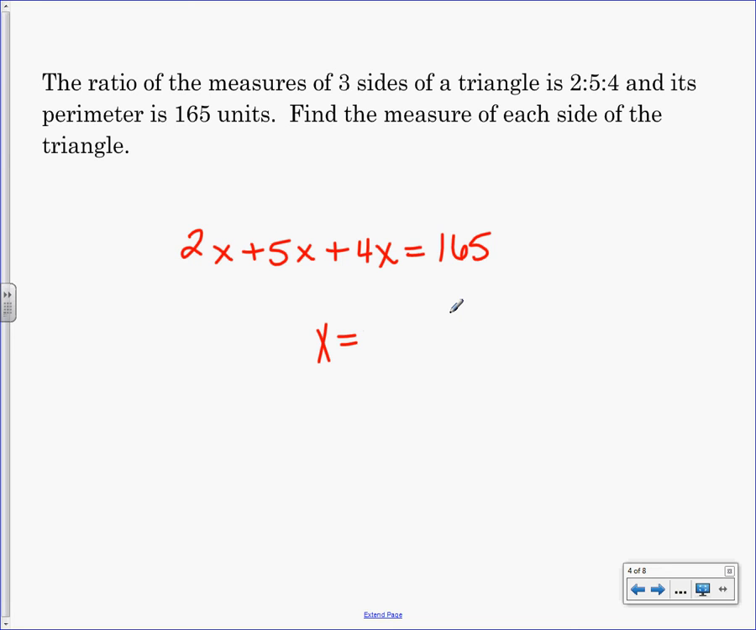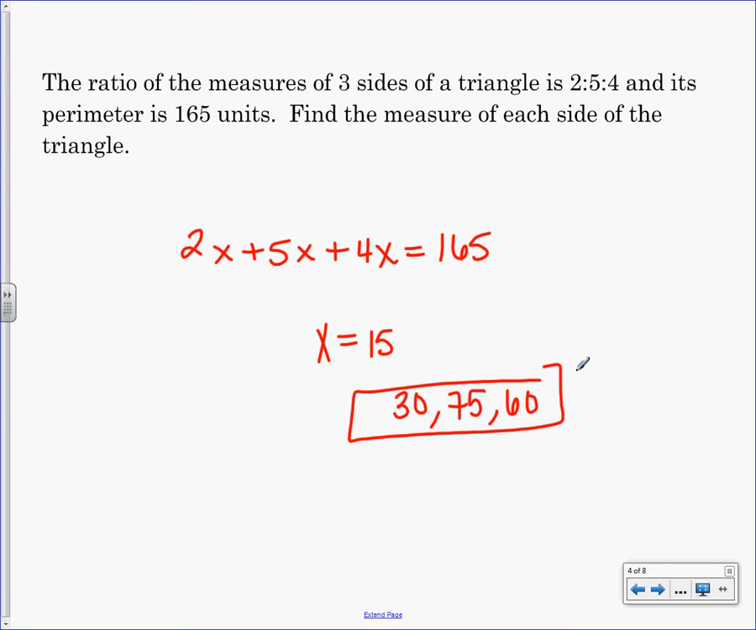Just shout it out when you get it. 15. Did anyone not get 15 for x and need help? Okay, so the actual question is find the measure of each side. So if x is 15, I'm going to take 2 times the 15 and get 30. 5 times the 15, 75. And then 4 times the 15, 60 units, technically. So I just gave them like a list, and that's fine. Have I lost anybody? Okay.